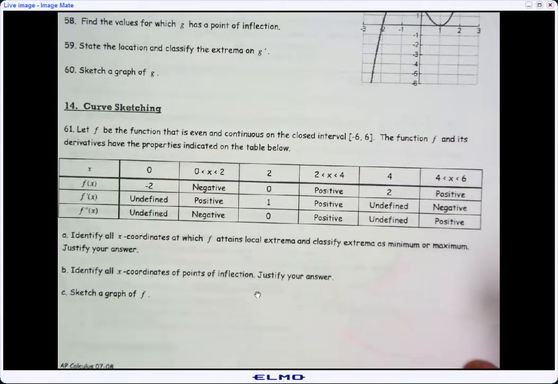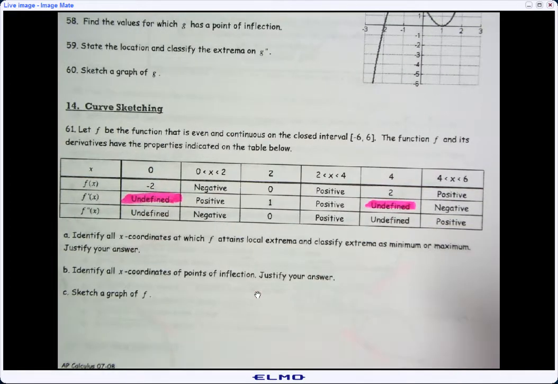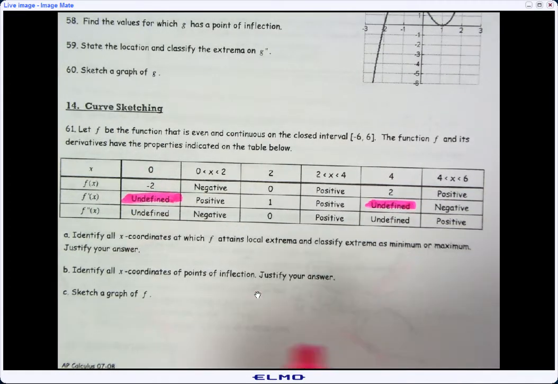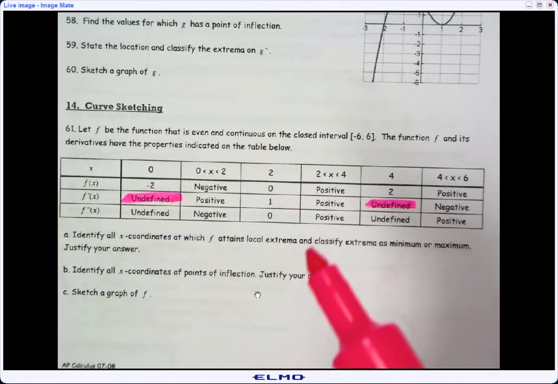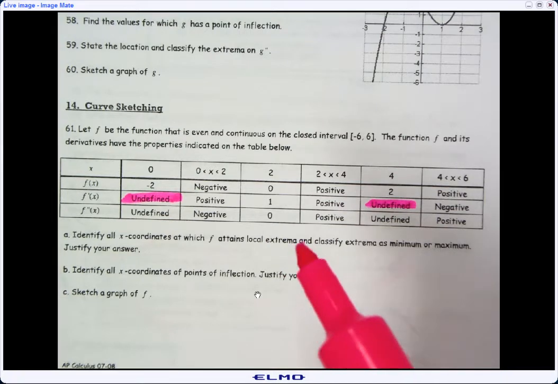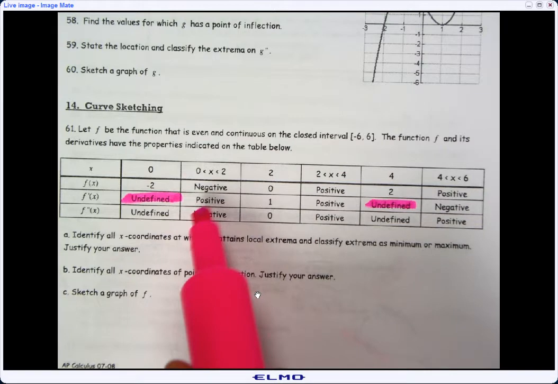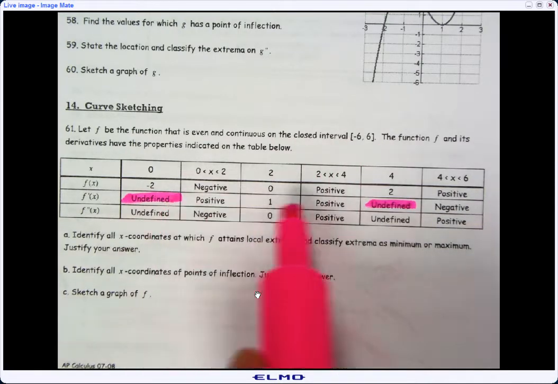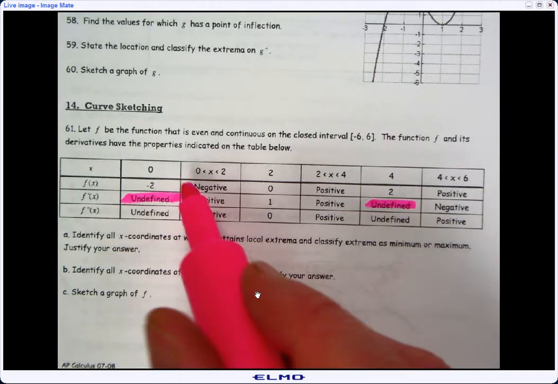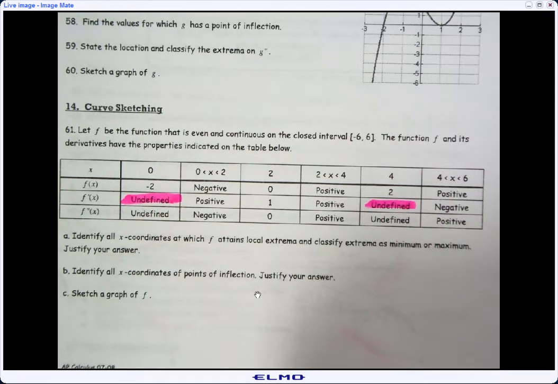Well, it's undefined and it's undefined. So those are possible maxes and mins. They're definitely critical numbers. And then on either side of that, you could take that information and tell what's going on. Now this graph goes from -6 to 6, but we don't have information on the other side over here. So we only have from x goes 0 to 6. I'm not sure why they didn't put that in there.